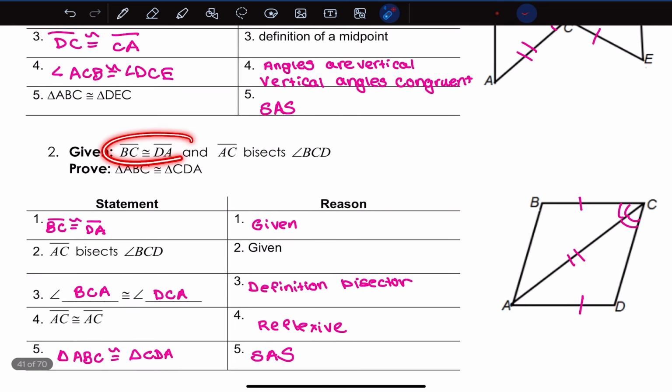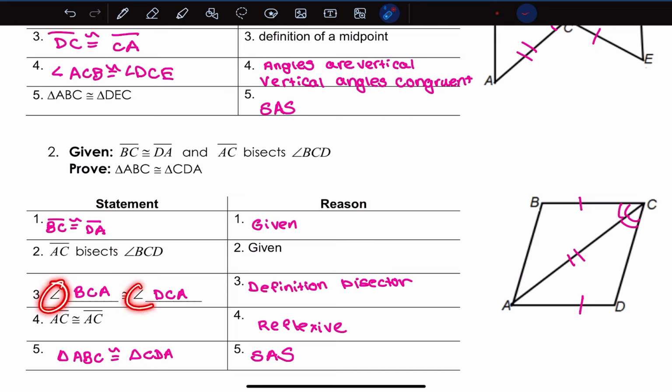Here we're given that BC is congruent to DA, so I mark it. Then I know that AC bisects the angle BCD, so I have a pair of congruent angles here. And I can see that there is a shared side, so I'm going to use reflexive. I will then be able to say that these triangles are congruent by side, angle, side.